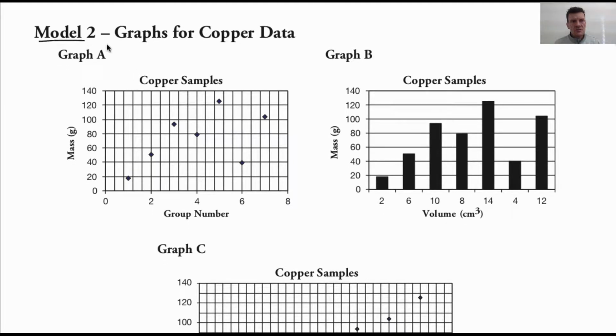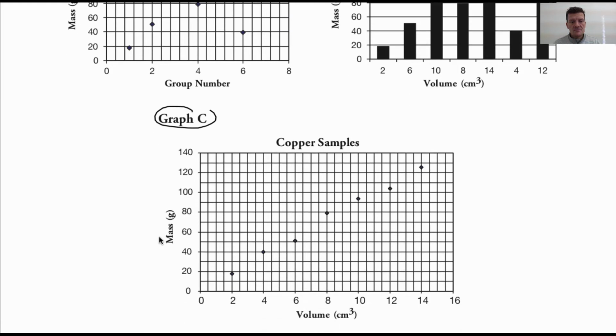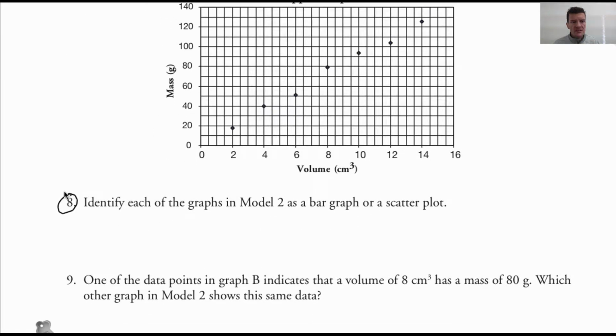Here in Model 2, you'll notice we have some graphs given to us, and these are different types of graphs. We're going to talk about these graphs and how we set them up, how we organize them, what we can get from them, and why they are very, very helpful. Number 8. Identify each of the graphs in Model 2 as a bar graph or a scatter plot.